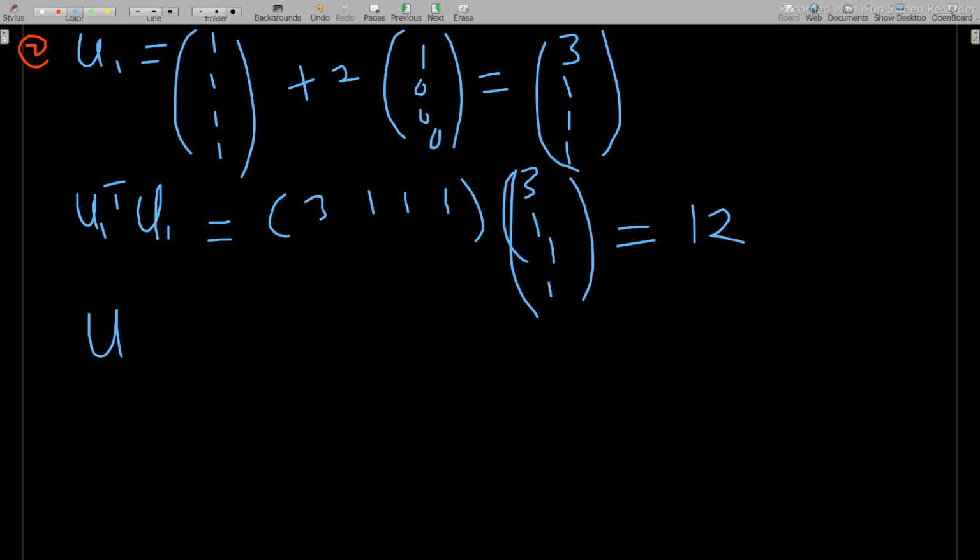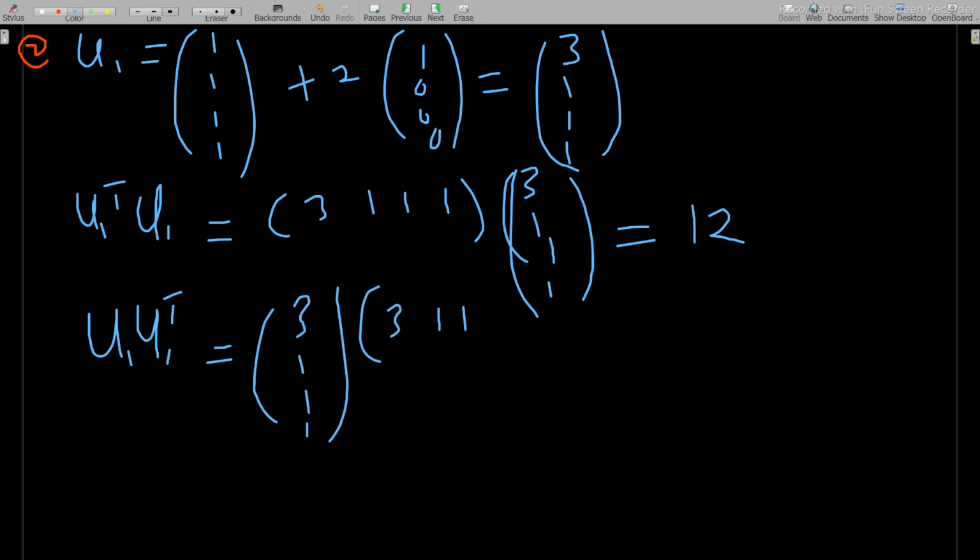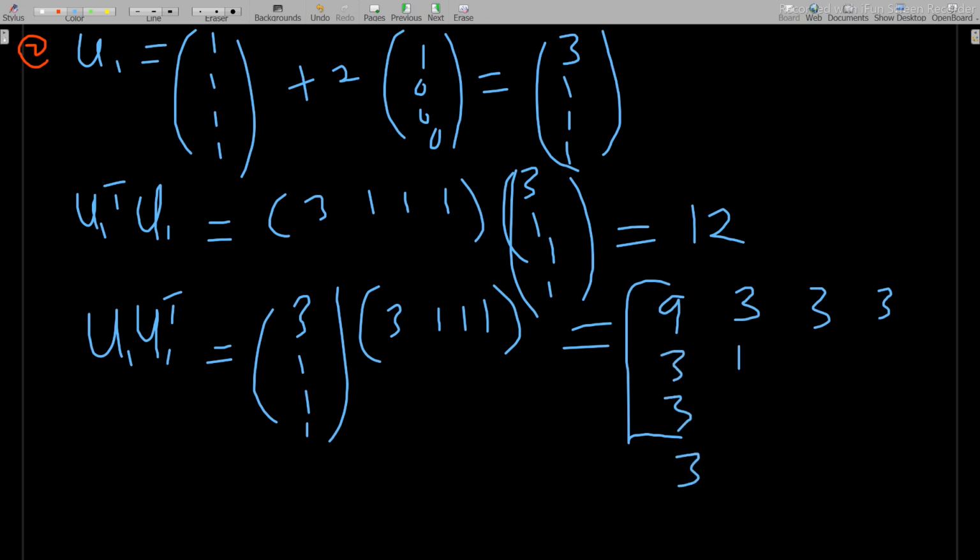Then my u1 u1 transpose should be equal to what? Simply 3 1 1 1 times this 3 1 1 1 here. This should give me a matrix in a 4 by 4 way. Let me write it. The answer is 9 3 3 3, 3 1 1 1, 3 1 1 1, 3 1 1 1, and this is my u1 u1 transpose. I hope you get it.